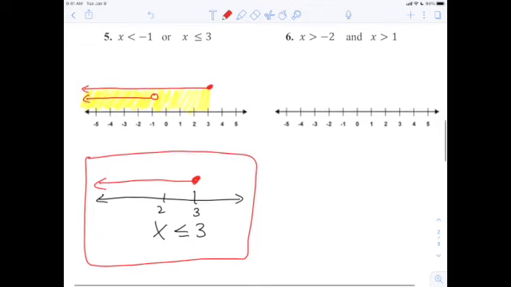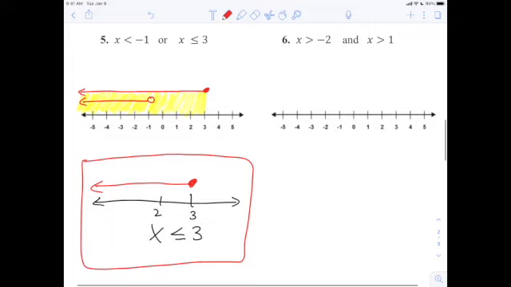Okay, and the last one here, x is greater than -2 and x is greater than 1. So x is greater than -2, open circle, shaded to the right, and x is greater than 1. So I'll use a different color because it's and, and I want to see these two clearly. Open circle at 1, shaded to the right.